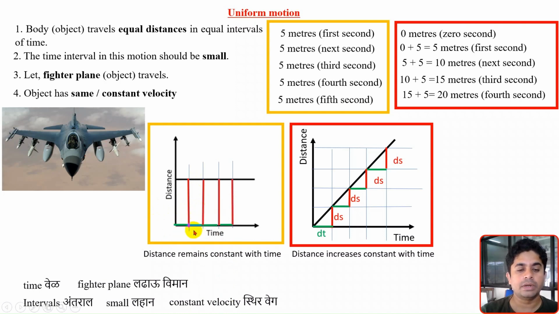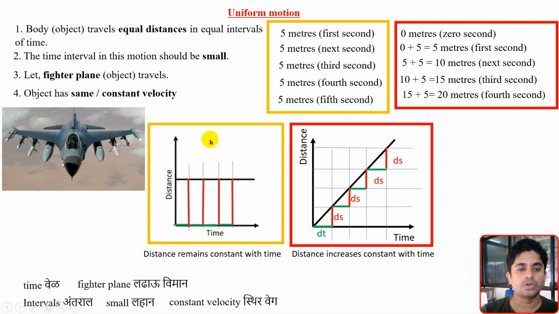So, irrespective of the time interval 1, 2, 3, 4, the distance covered by that object remains the same. There is no increase or decrease in the distance traveled by the object. Distance remains the same. The first second distance traveled is 5 meters, second 5 meters, third 5 meters, fourth 5 meters, fifth 5 meters. So this distance is constant throughout the journey. Even though the time is progressing, the distance traveled by the object is constant.